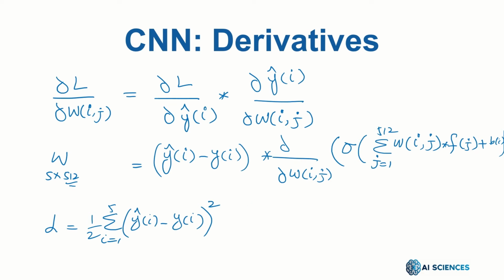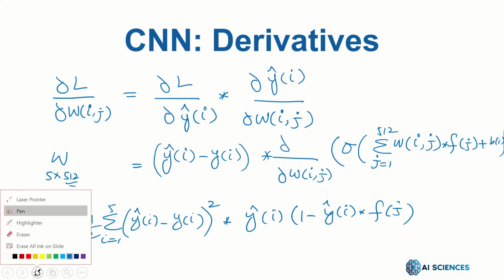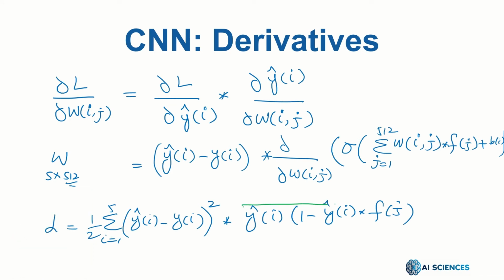Now the derivative of sigmoid can always be computed in this particular way, that is y hat I into 1 minus y hat I into the derivative of this particular term with respect to wij, and here you can notice that this particular term becomes simply fj. So now the derivative, I have just written this, I should have written this particular box in place of this.